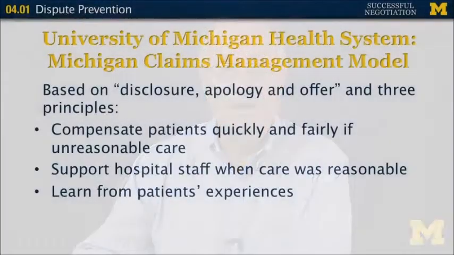Well, the Michigan hospital system decided to take the opposite approach. They adopted what they call the Michigan Claims Management Model, and it's based on disclosure. We're going to disclose what happened to our patients. We're going to apologize if we've done something wrong, and we're going to offer a settlement. And the 3 principles underlying this model is we want to compensate patients quickly and fairly if there's been unreasonable care. If the care was reasonable, then we want to support our hospital staff, and we want to learn from patients' experiences. We want to improve our processes, which often didn't happen under the traditional model where hospitals refused to acknowledge that something was wrong.